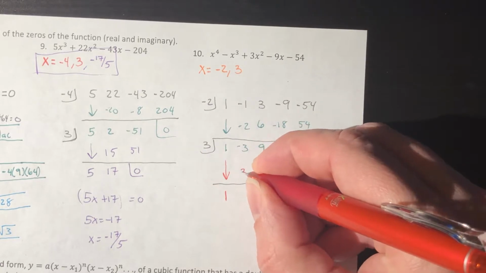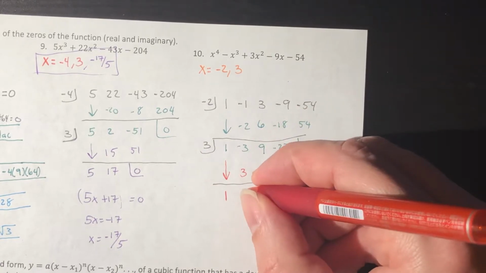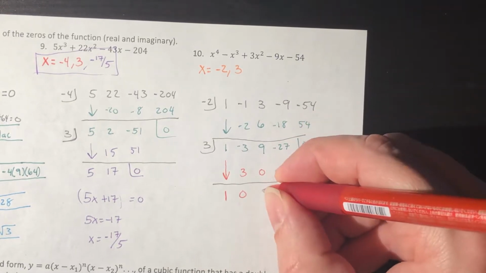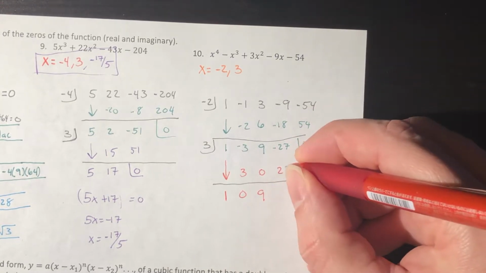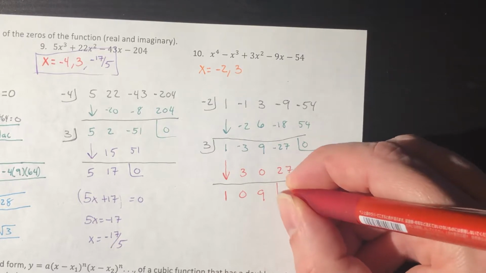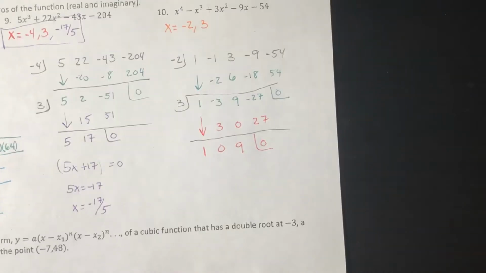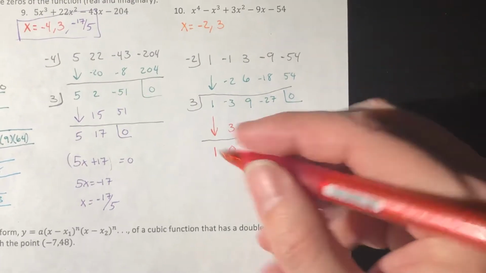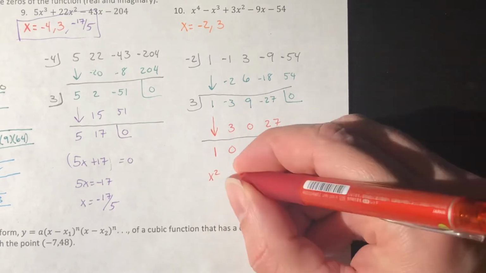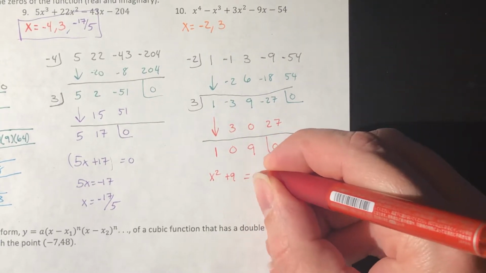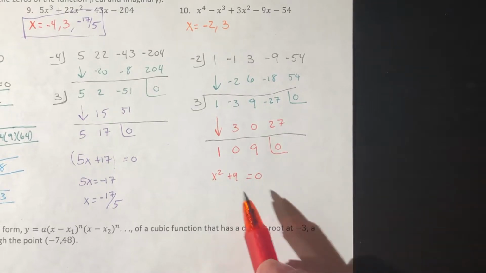3 times 1 is 3, negative 3 plus 3 is 0. 3 times 0 is 0, so that's going to give me 9, and that gives me 27, to show that that is a factor, so I have a remainder of 0. So this is x squared plus 9, and I just set that equal to 0 to solve it.